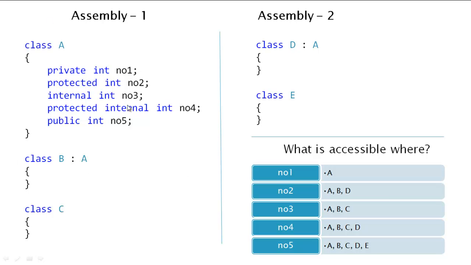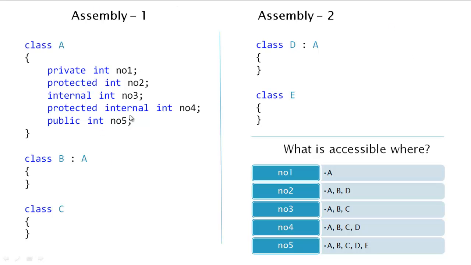Now, number 3 will be available only in classes A, B, and C because internal restricts the accessibility of that member to that particular assembly only. It will not be visible to classes of another assembly.